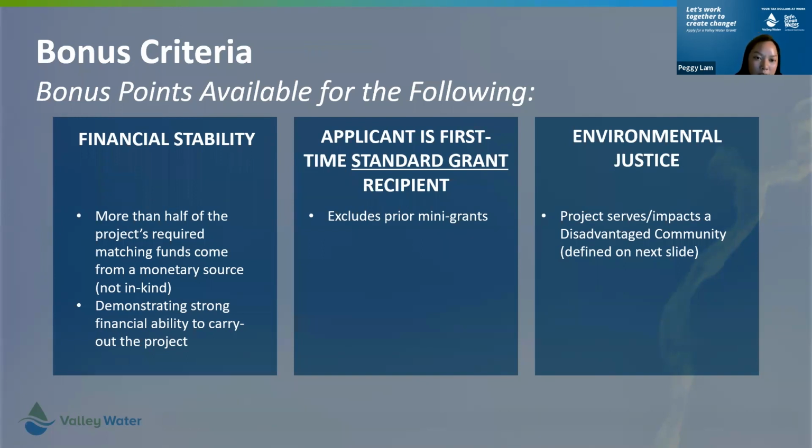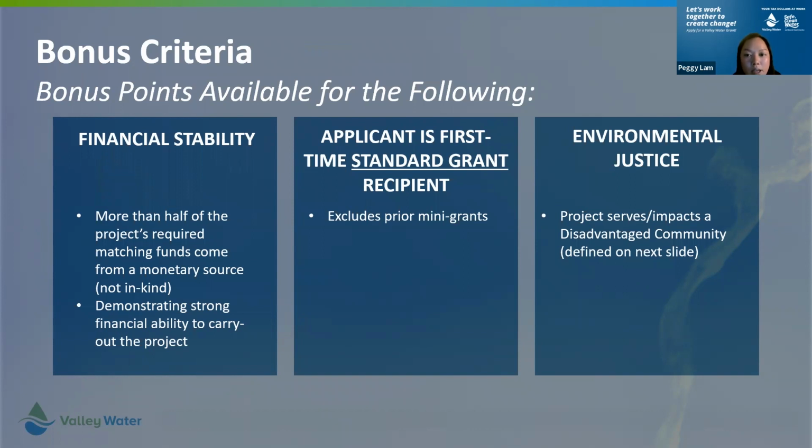The second category is if you are a first-time standard grant recipient. So this excludes prior mini grants as well as refill station grants. And then thirdly, we have environmental justice, and this is for projects that serve or impact a disadvantaged community.